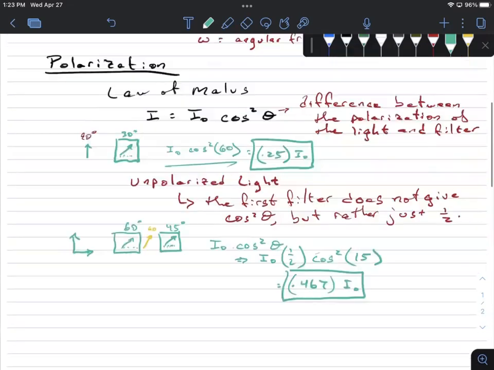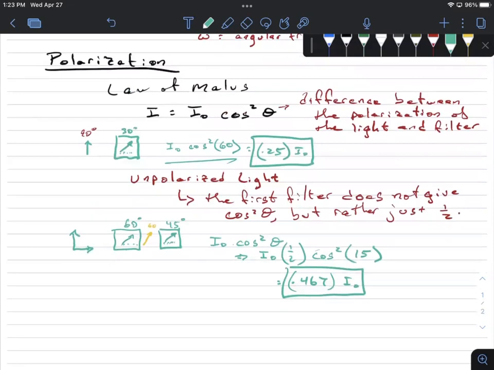And that's it. That's polarization, at least the type of polarization problems we're doing. You're given light in a certain direction. You're given a system of polarizers. And you want to find out the intensity of the light that makes it through the system of polarizers. You use this law of Malus to do it.